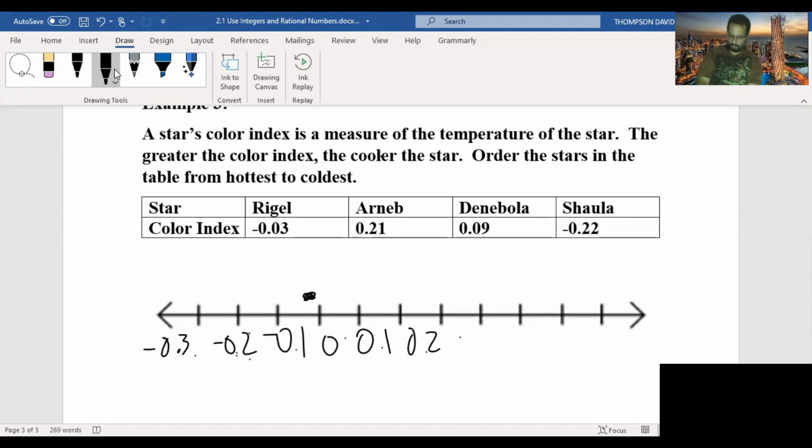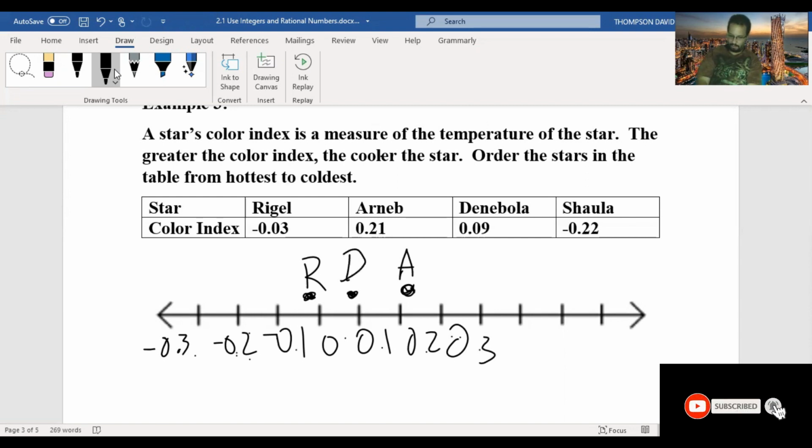So here's Regal. We'll put an R above it. Negative 0.21 would be between 0.2, so we'll put an A above that. Then we have the Nebula. That's between 0 and 0.1, a little bit closer to 0.1. We'll put a D above that.